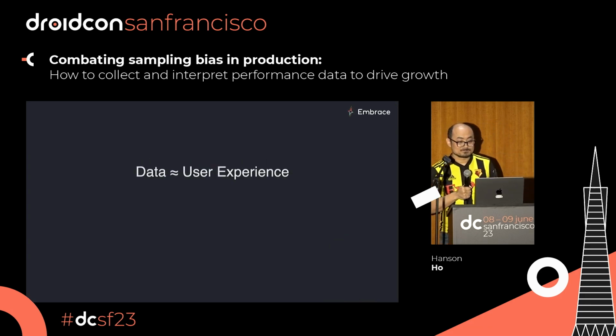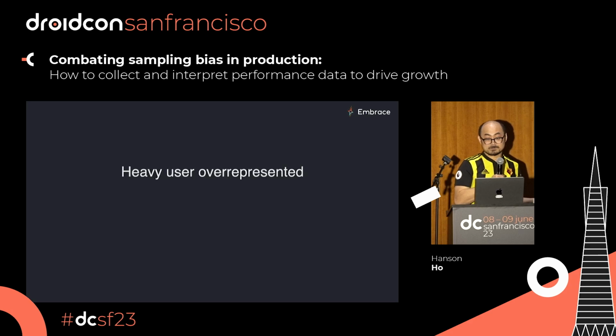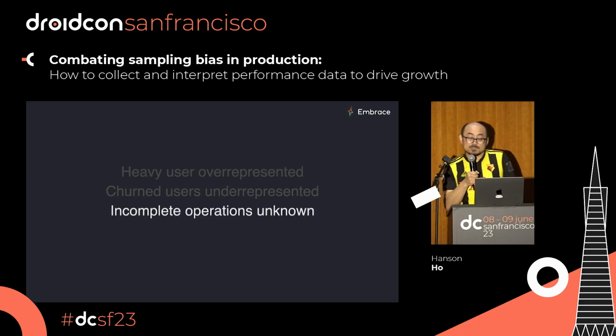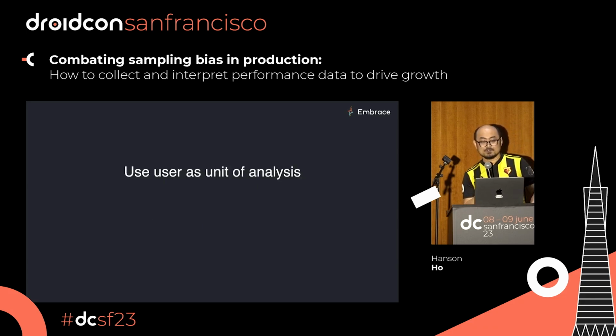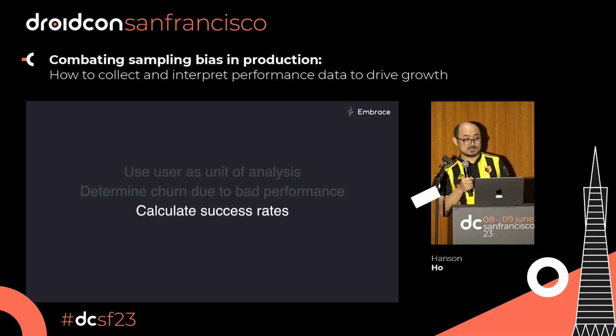Let's review. Data is a proxy for user experience. Sampling biases make data worse. Sampling biases like users being overly represented if they're heavy, users who churn being underrepresented, as well as incomplete operations not being quantified in your metrics. Now, to clean that up, you use users as your unit of analysis. You determine churn due to bad performance. And you also calculate success rates to give your performance metrics a bit more flavor.